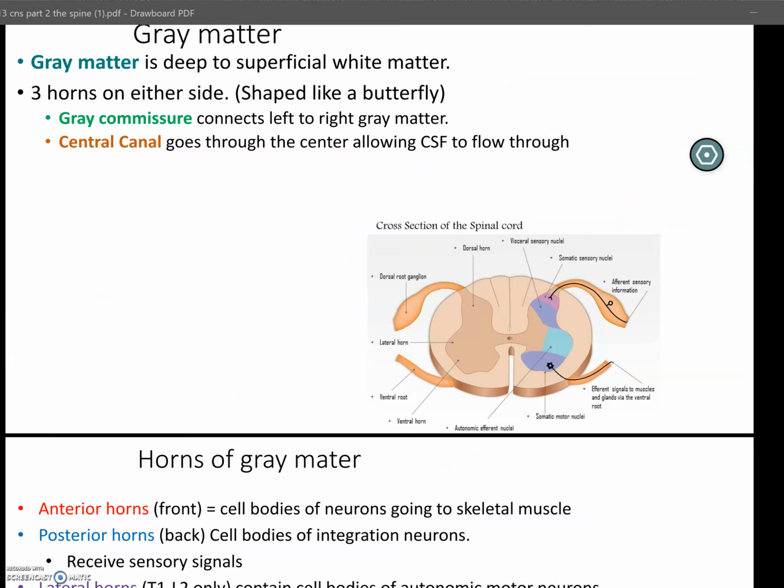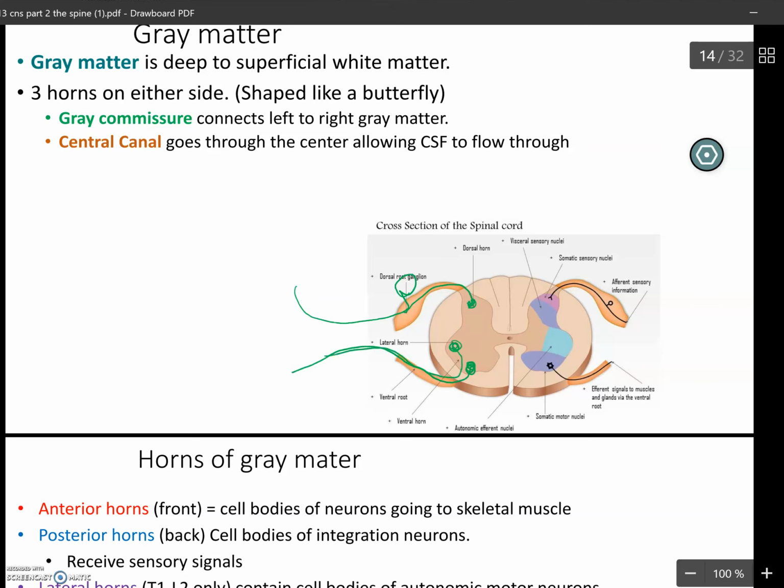So, back over here, we have our afferent neuron coming in. There's its cell body. It is going into the posterior horn. We have our motor neurons coming out. A lot of them, the somatic motors, are coming from the anterior horn. Some of them are going to be coming from the lateral horn. So the posterior horn is where sensory neurons go. Motor neurons originate in the lateral and the anterior horn.